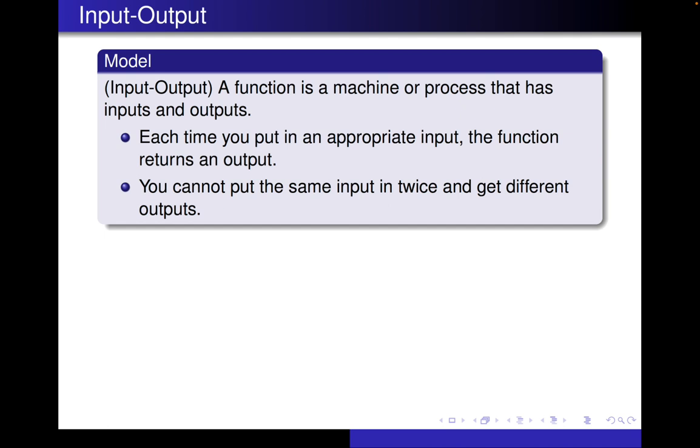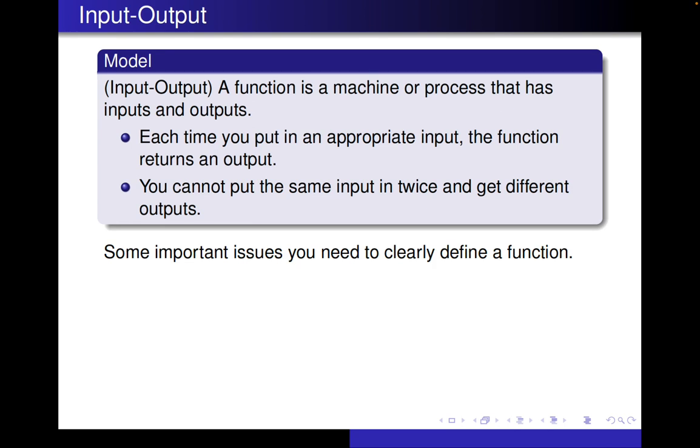And it has a consistency rule in that if you put the same input in twice to the function, you can't get different outputs. You always get the same outputs for the same inputs. Not vice versa. It's possible for you to have two different inputs that give you the same output, but you can't have two different outputs for the same input.